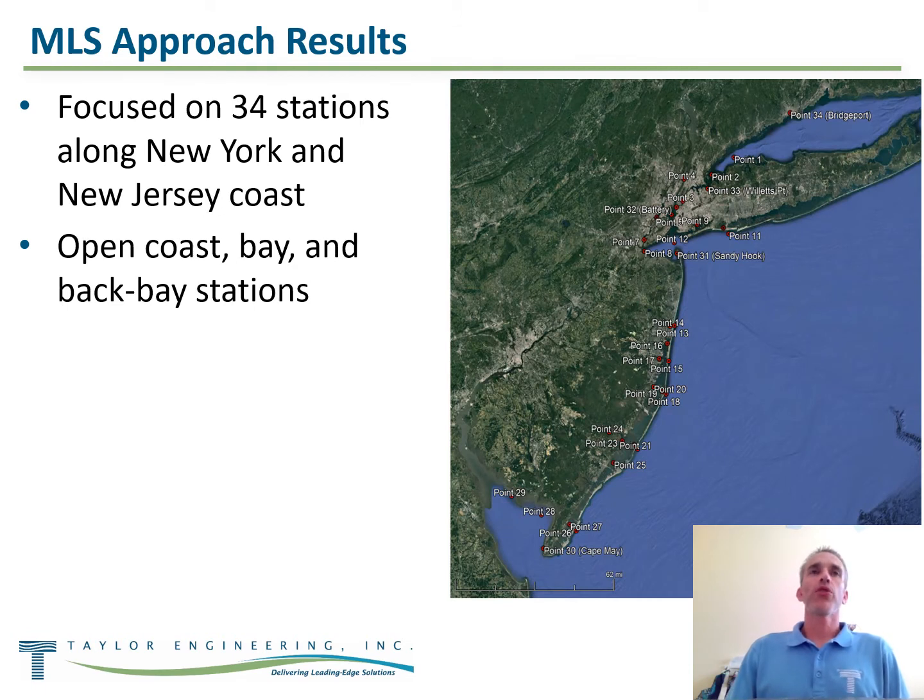So we focused on 34 stations along the New York and New Jersey coastline, and it might be hard to see the details, but the important point is that we had stations along the open coast, we had stations within the bays and New York Harbor, as well as Long Island Sound, and then we had stations in the New Jersey Back Bay areas, as well as some of the small channels near New York City. So we were able to examine the features in the nonlinear deviation for these different areas, as well as how the MLS approach was able to modify and develop the water level versus frequency curve in these areas.